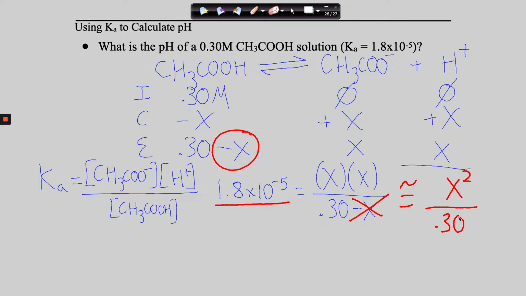Guess what just went away? The quadratic formula. Because now, guys, all you've got to do is take 1.8 times 10 to the negative fifth, multiply that by 0.3, and take the square root. And I get 2.3 times 10 to the negative 3 molar. I'm not doing questions.